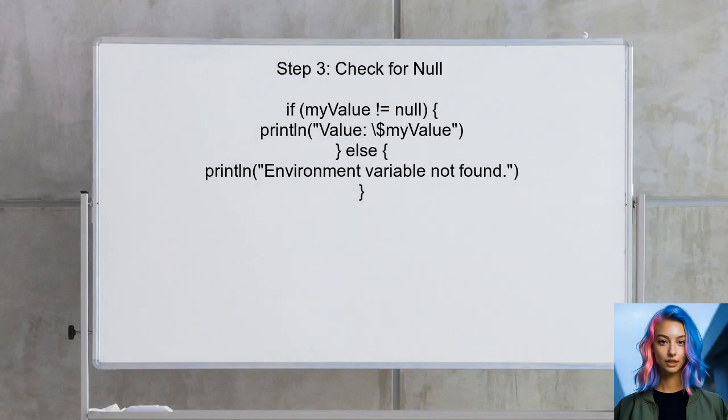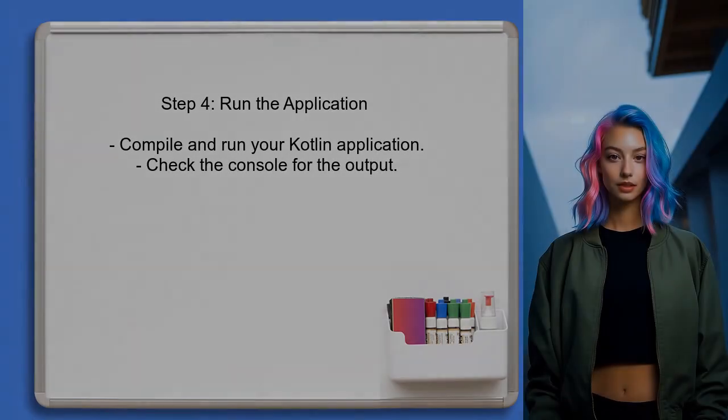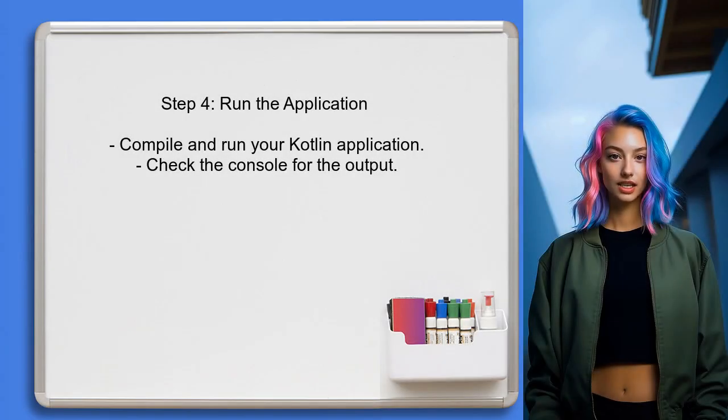After retrieving the value, the user can check if it is null. This is important because if the environment variable does not exist, the method will return null. Finally, the user can run their Kotlin application to see the output. This will confirm whether the environment variable was read successfully.